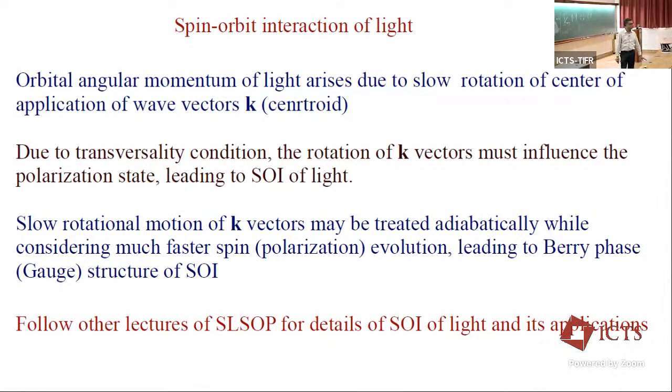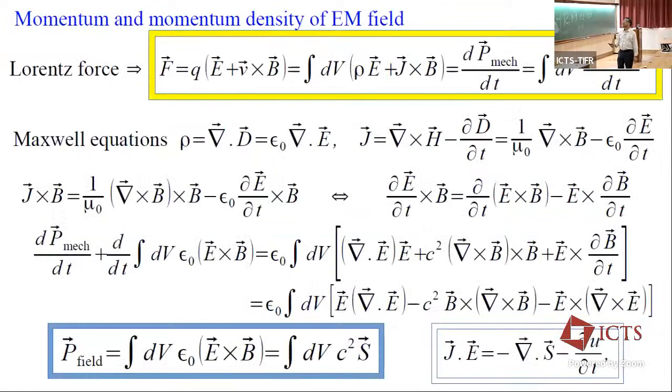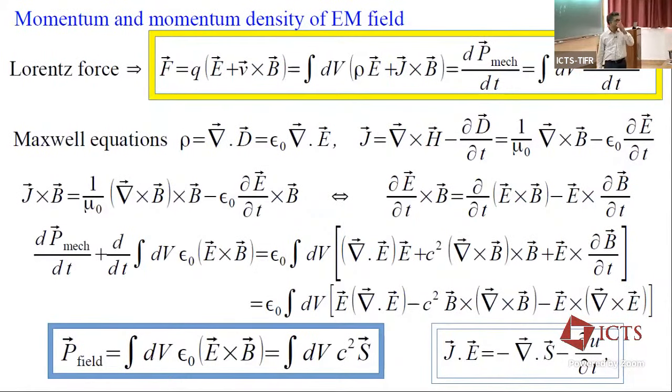Explain these two slides. Which one? From here, what are you trying to say? Spin in the current. The question is to explain these last two slides.